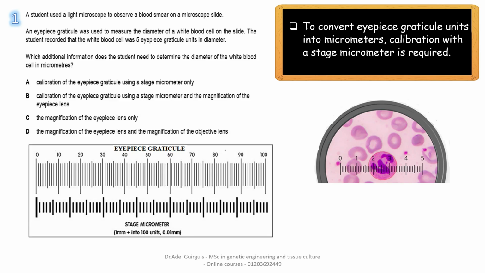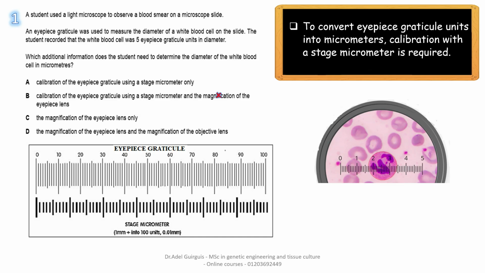He aligns both the eyepiece graticule, at the base of the eyepiece lens, and the stage micrometer slide on the stage of the microscope, and views them in the same field of view. Then he counts how many stage micrometer divisions match one eyepiece graticule unit. So we need only the stage micrometer for this work. Letter E, calibration of the eyepiece graticule using the stage micrometer only, is the answer.